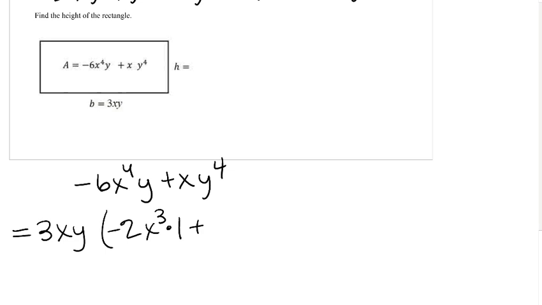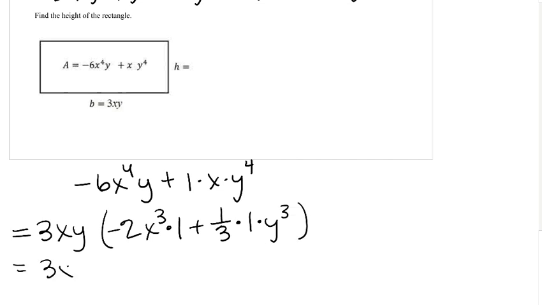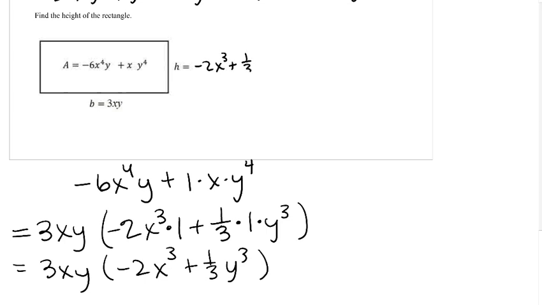Then I'm going to add. There's no number on this x y to the 4th, so it's kind of like 1 times x times y to the 4th. So you think, what do I have to multiply 3 by to get 1? You multiply 3 by a third to get 1. And you multiply x by 1 to get x, and y by y to the third to get y to the 4th. This certainly needs to be cleaned up. So this is 3xy times negative 2x to the third plus 1/3 y to the third, meaning that the height would be negative 2x to the third plus 1/3 y to the third.